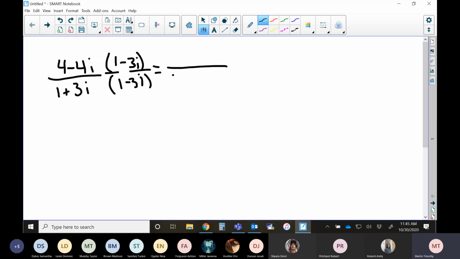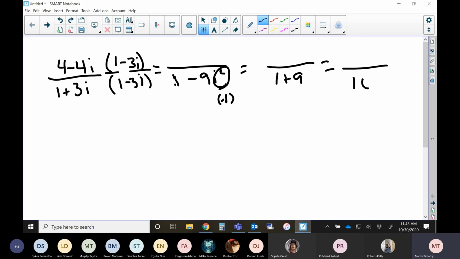But this turns into, I'll do it real quick, Orest. This turns into this plus 1 minus 9i squared. This turns into a negative 1. So that turns into a 1 plus 9, which is a 10. Then you distribute this top one. 4 times 1 is 4. This times this is a positive 12i. This times this is a negative 4i. This times this is a positive 12i squared. Okay, this turns into a negative 1.